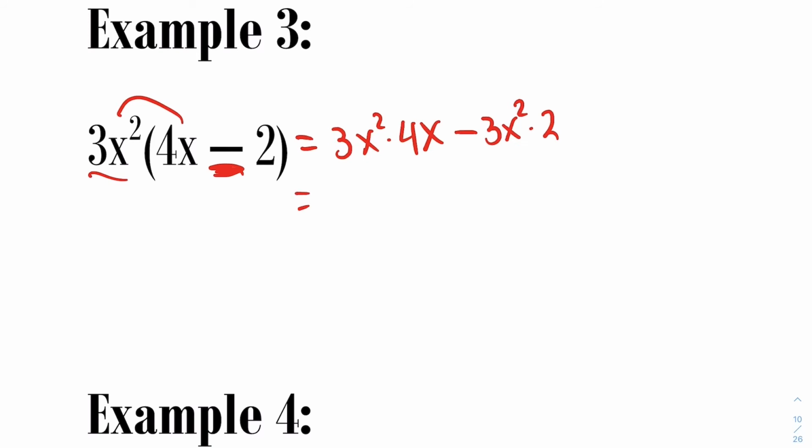Combine the like terms. 3 times 4 makes 12. X squared times x is x cubed. 3 times 2 makes 6. And there is nothing to change the x squared. This is a binomial because it has 2 terms. And the highest power is 3, so it's of degree 3.